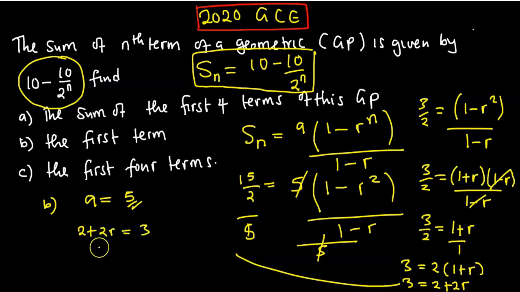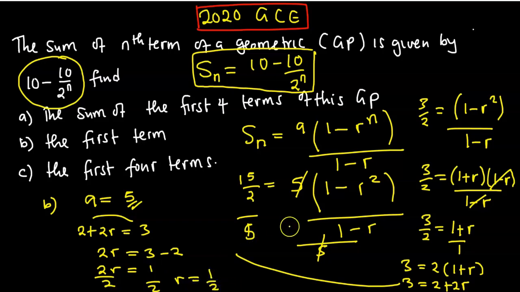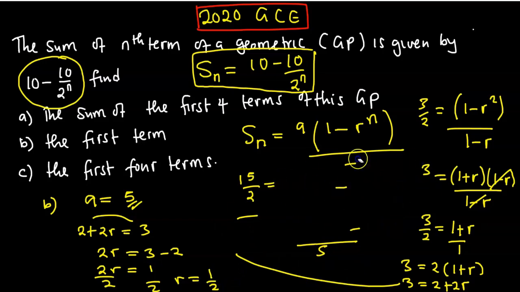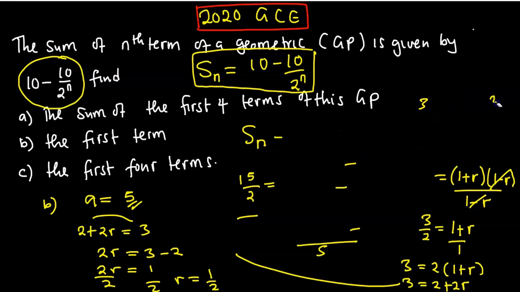Want to find r? Bring this one this side. You're going to have 2r is equal to what? 3 minus 2. Okay, 2r is equal to 1. Divide by 2, divide by 2. So our r is equal to 1 over 2. So our r that we found is equal to 1 over 2. Now let us go back.